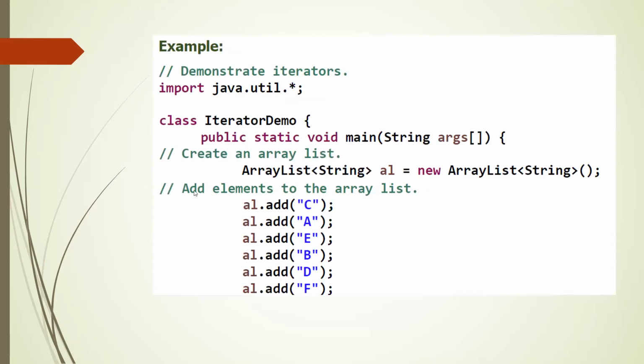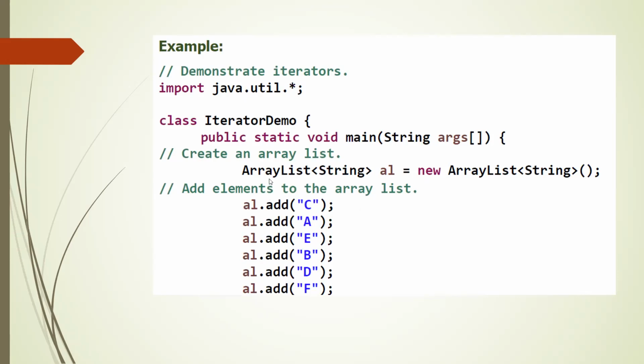An example program is given in this particular slide. So we have to import the Java package java.util.*, because the Iterator object is available in the util package. And we are using a class here. Its name is IteratorDemo, and it contains the main method.